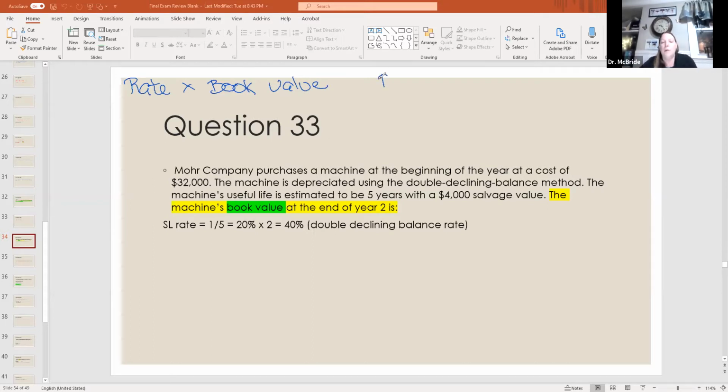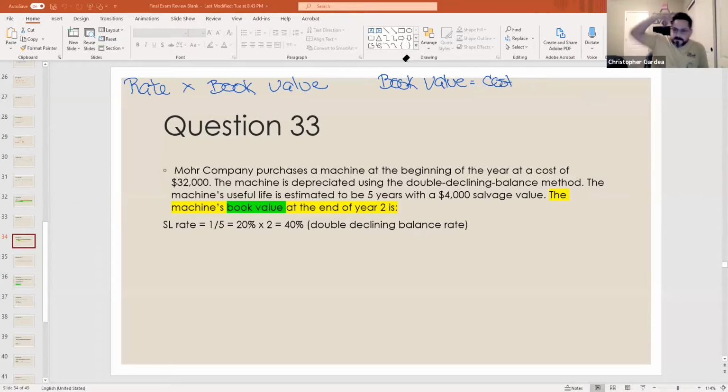Because remember, book value is your cost minus your salvage value. That's not what I meant. Appreciation. Yeah, I'm like, no, that is not what I meant. No, I get it.